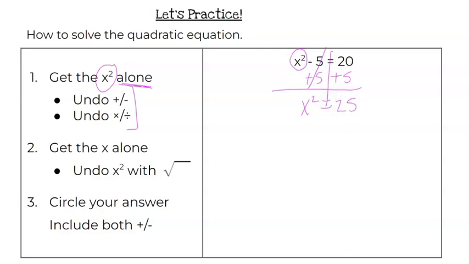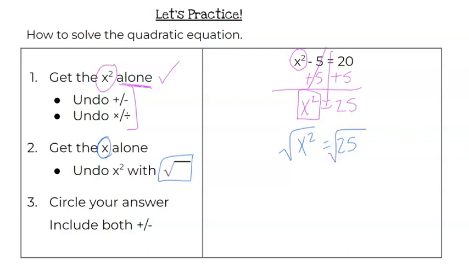So now once the x squared is the only thing on one side of the equation, so right now you see we only have this x squared here, nothing else. The x squared is alone. Then we can move to step 2. Step 2 says get the x alone. So now we want to get rid of the squared part of the x. To do that, we have to undo x squared with the square root. So we're going to take the square root of both sides.